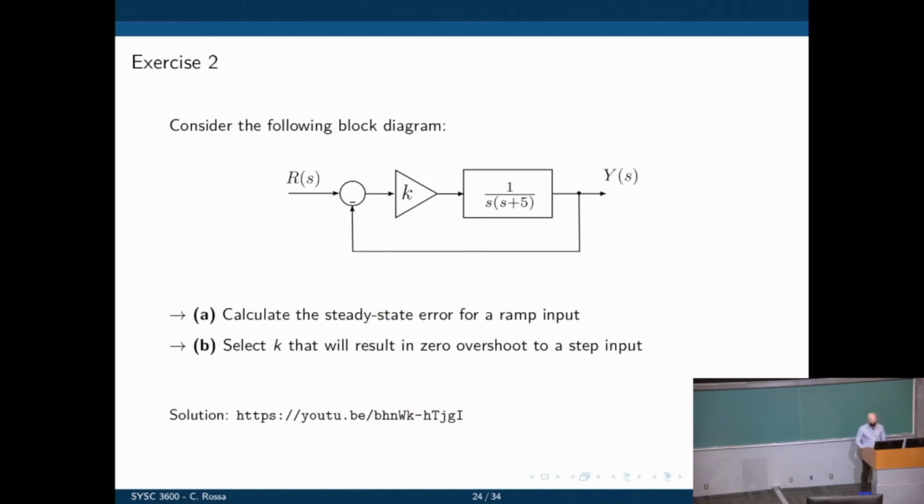All right, so let's do exercise 2. The other ones, the C and D, I'll post the solution for them later. They are relatively simple. Let's do exercise 2. So here we have, again, the same sort of structure. We have a second order system in a feedback loop with, again, K. So now we have control over K. The question is calculate the steady state error for a ramp input. And the second question is select K that will result in 0 overshoot to a step input.